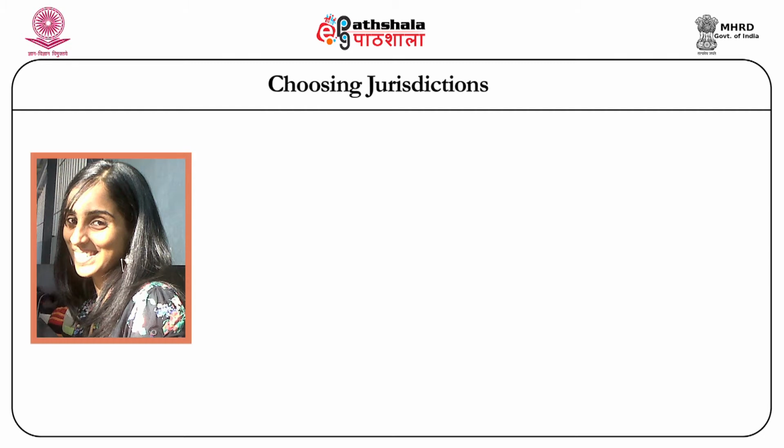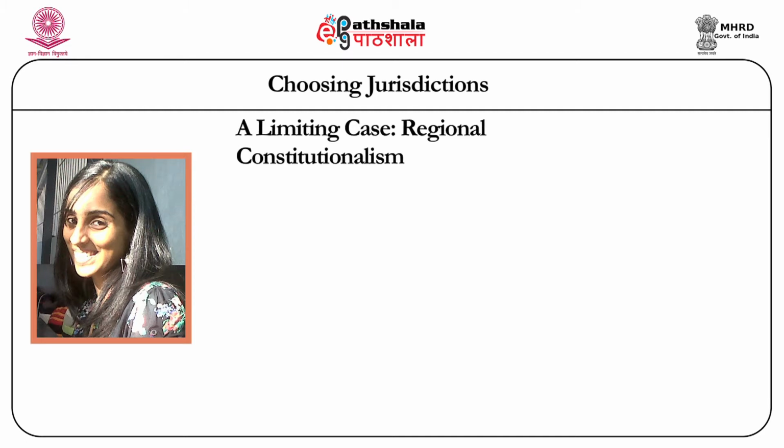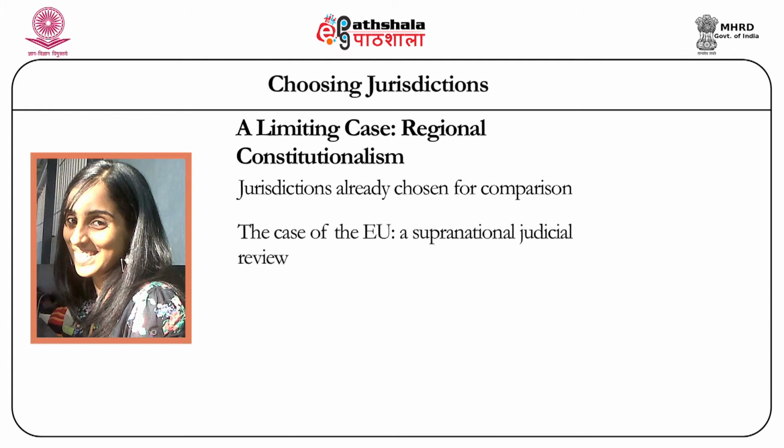And finally, I wanted to look at what I see as a limiting point in the question of choosing jurisdiction, which is the problem of regional constitutionalism. In the examples that we followed in the previous segments, we assume that constitutions are written for nation states. This may not always be the case. Constitutions may also be imagined for regions. The most prominent example in this regard is obviously that of the European Union.